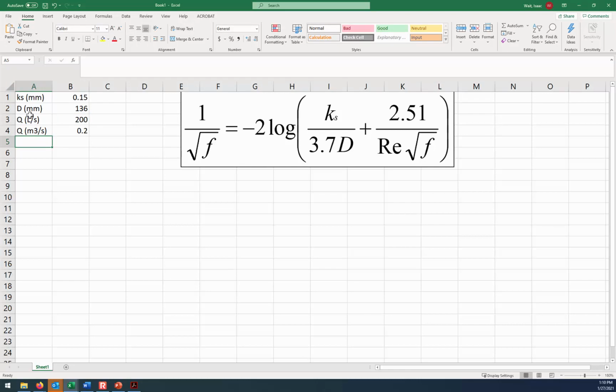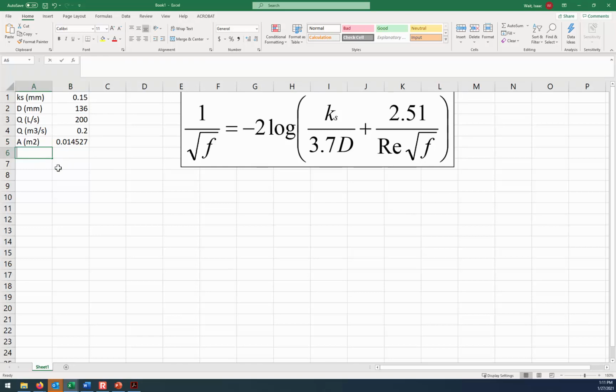From the diameter of the pipe, I can get the cross-sectional area of the pipe. So it's pi d squared divided by 4, and I'm going to convert the diameter from millimeters to meters. So that is the diameter of the pipe turned into the cross-sectional area. I hope I've got that right. Yes, that's correct.